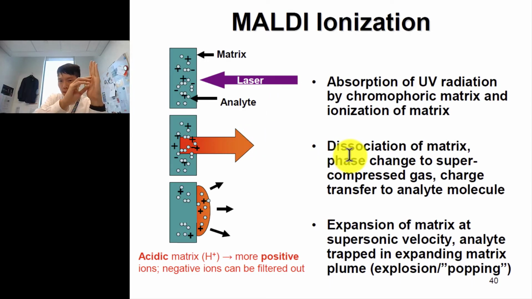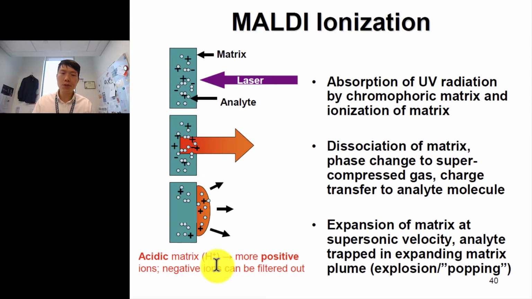Dissociation of the matrix phase into a very highly compressed gas, and there is charge transfer to the analyte because you have this expansion of the matrix, right? So you need to escape. So now they will explode, it will pop. Okay, too much pressure, too much surface tension. You need to relieve it. So in this case, you have the acidic matrix full of H+, you create more positive ions, which means also there's a charge repulsion and they want to escape.